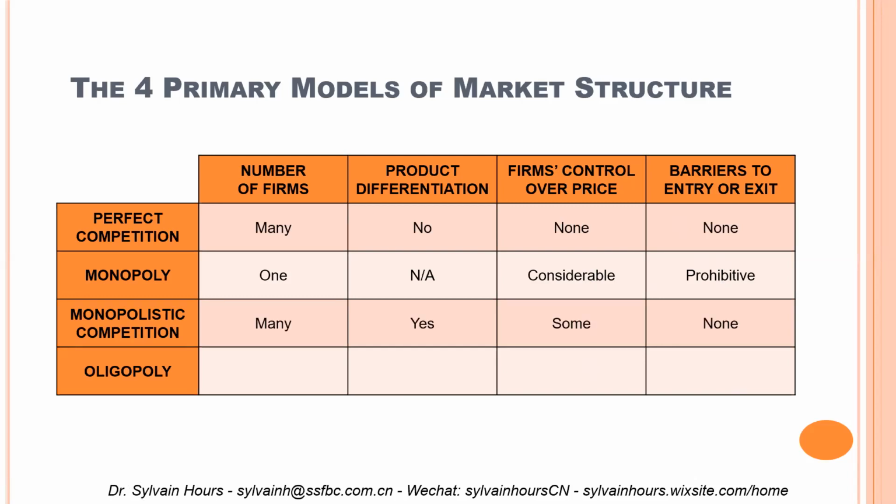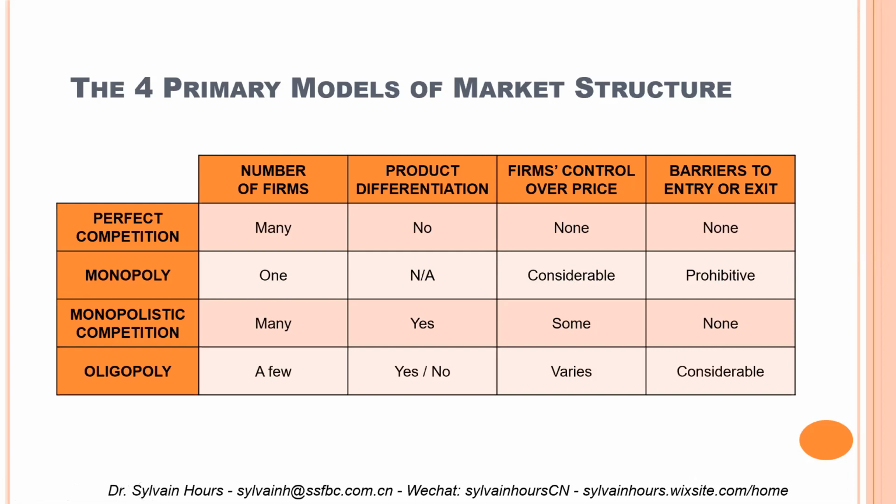Monopolistic competition, many firms, just like perfect competition. There is product differentiation, which gives some control over price to businesses. So firms are price makers. Of course, they don't have as much market power as in the case of a monopoly, but they have some control over the market price. And there are no barriers to entry or exit in monopolistic competition.